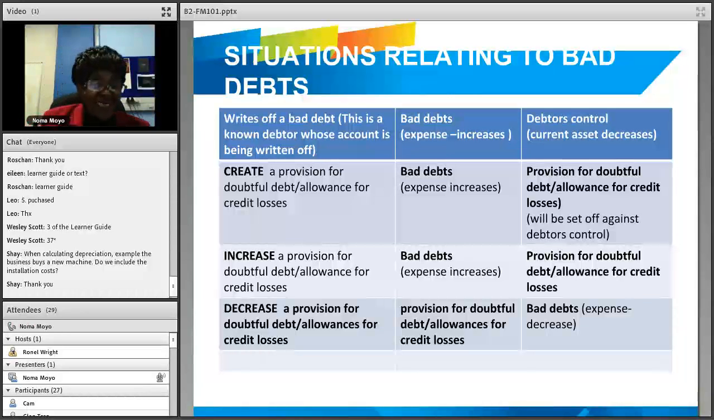When you are decreasing a provision for doubtful debts, you are going to debit the provision. Remember, provision for bad debts carries a credit balance. So when you are decreasing it, you will debit it and then credit a bad debts account, which means you are now decreasing the expense.